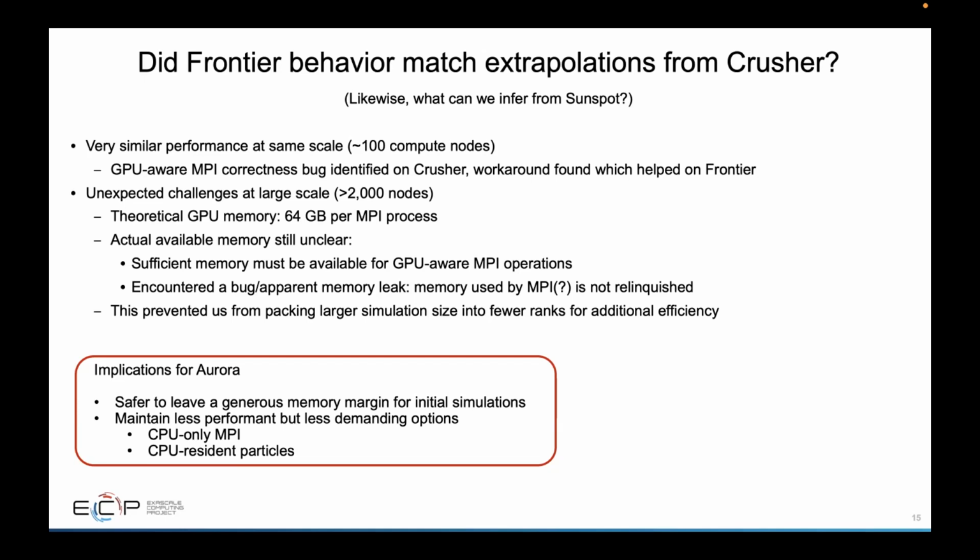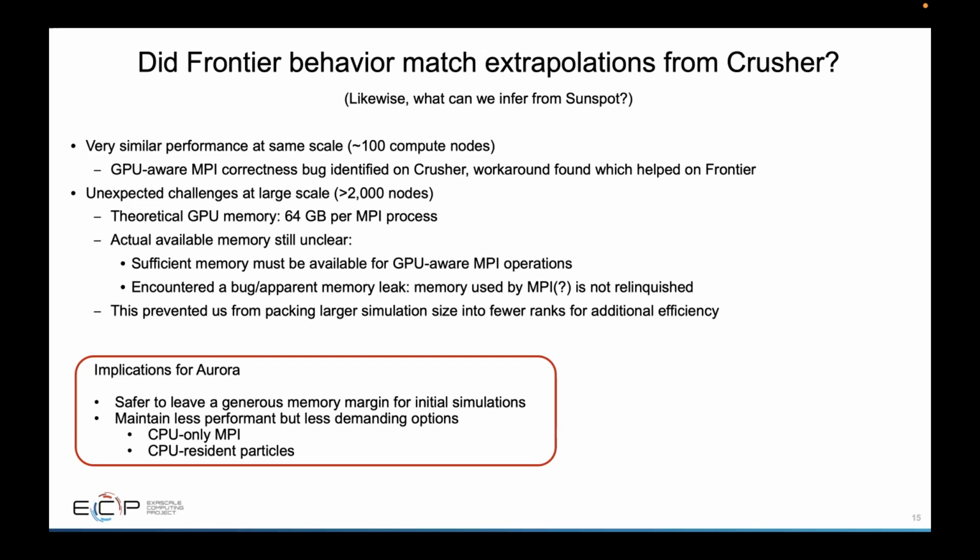And part of that is because the GPU-aware MPI just requires some memory. And then another issue seems to be that there's an apparent memory leak, a bug that we've reported and they're working on, where memory getting used probably by those MPI operations is not being relinquished properly. And so this actually prevented us from packing larger simulation sizes into fewer ranks. So we weren't able to get that efficiency from packing.